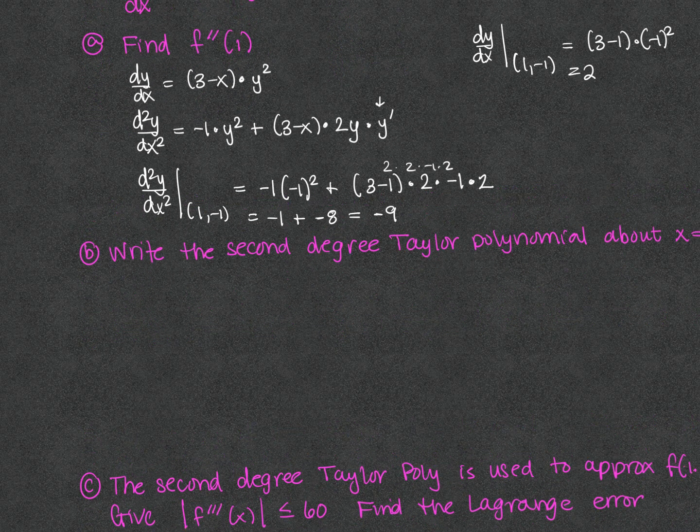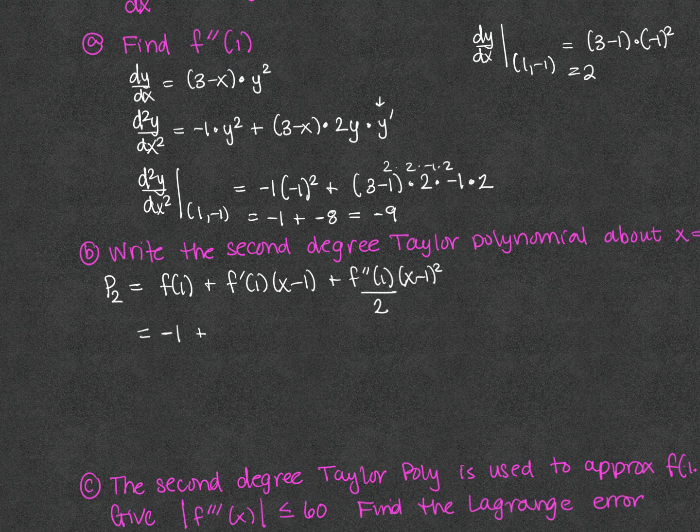So remember what a second degree Taylor polynomial is. And again, we're going about x equals 1. So our P2 Taylor polynomial would look like f of 1, plus f prime at 1 times x minus where it's centered, plus the second derivative at 1 times x minus 1 squared over 2 factorial. And now we just have to look for our information. They told us f of 1 is negative 1. F prime of 1 we found in part A is 2. Our second derivative we found in part A is negative 9. So this is our second degree Taylor polynomial.